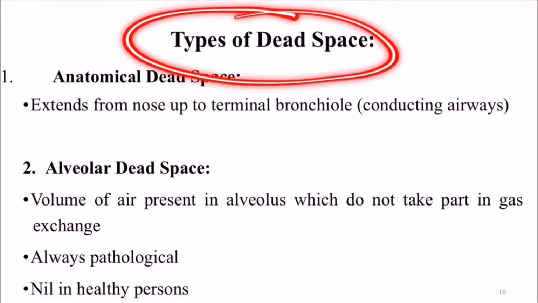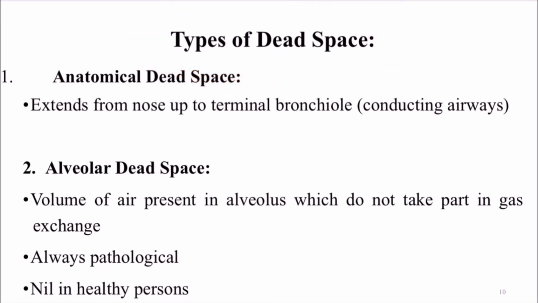What are the types of dead space? There are mainly three types of dead space: anatomical dead space, alveolar dead space, and physiological dead space. Coming to one by one, anatomical dead space extends from the nose up to the terminal bronchiole. That means these are the conducting airways.